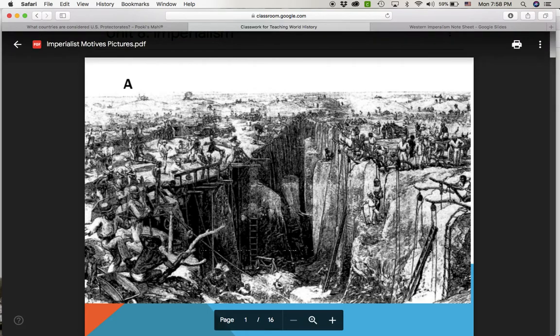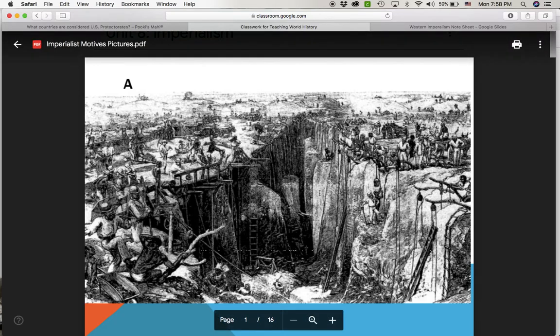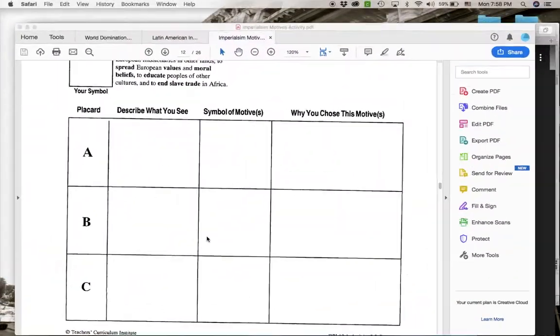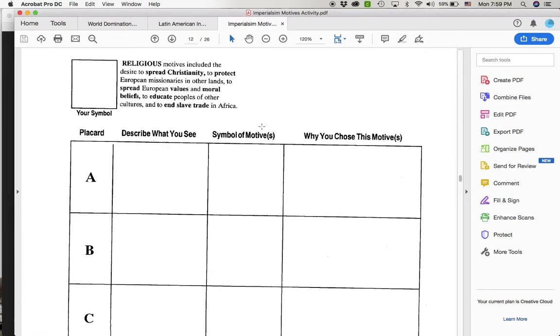And I'm going to analyze what is going on here. If we were analyzing what is going on here, I'm looking, and there's a whole bunch of ladders, and there's buckets being drawn up. It looks like it could be taking place somewhere in Africa, and it looks like they're bringing something from the ground. Probably, if I'm having to guess, they're mining. Okay, they're mining for different resources. So I'm going to go back over to my worksheet, and I would put those things and describe what I would see.